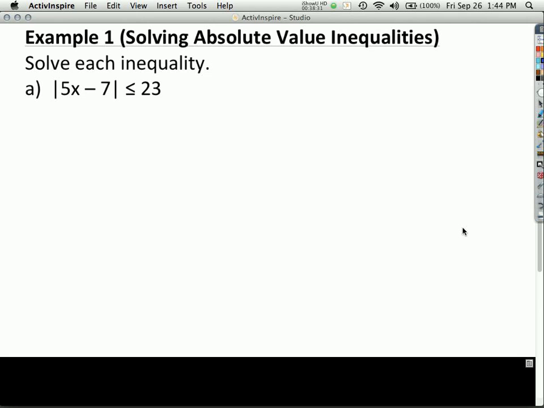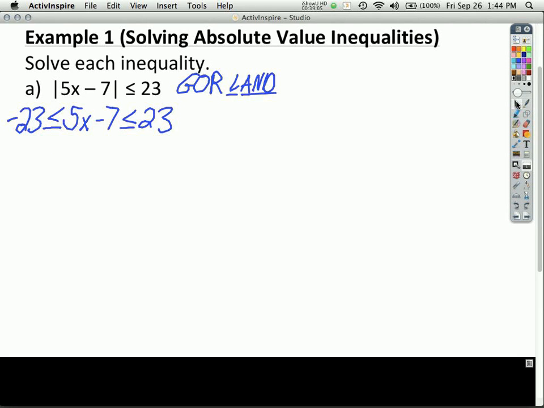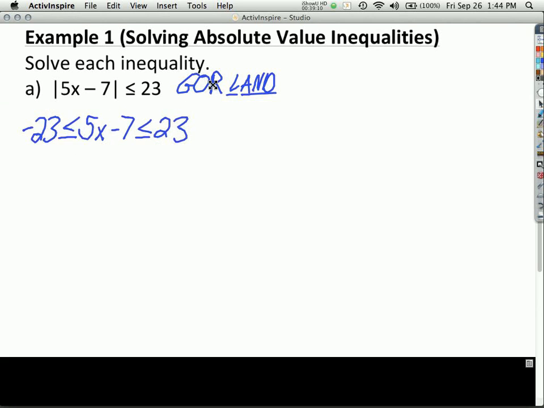But let me just back up for 1 second and remind you that the absolute value is already isolated. So step 1's already done. We used Gorland to convert this from a less than to an and. And so we rewrote it like this. And then we knew immediately to put that there and a negative 23 here. Any questions about how we got to the compound inequality? Any questions about how we got to here?